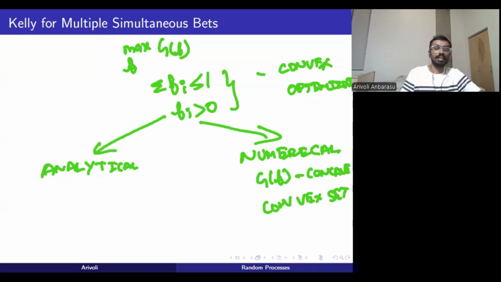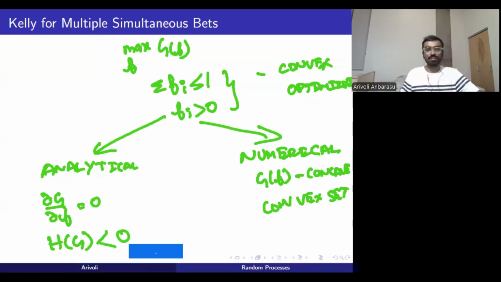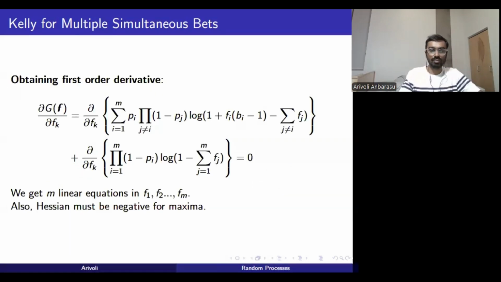If we go by the analytical method, we have to find the extremum points from the first order derivative and we have to check the Hessian to see whether it is maxima. I have derived the optimal betting fractions for the case of 3 bets analytically using the SymPy package. The full derivation is available in the GitHub link below. From this, we arrive at the following results.